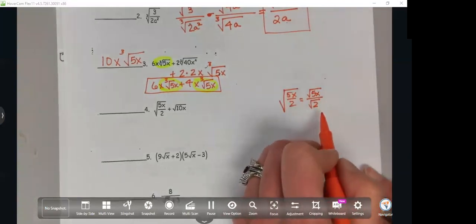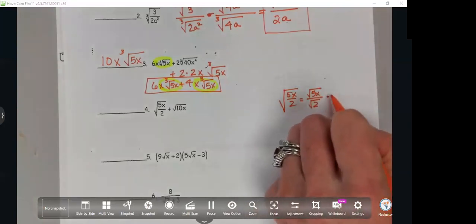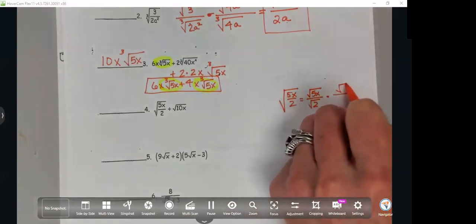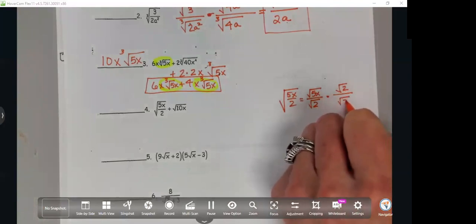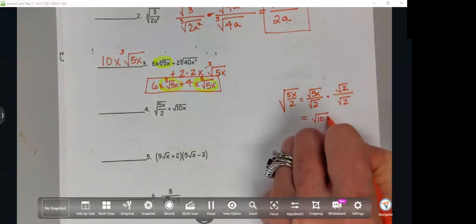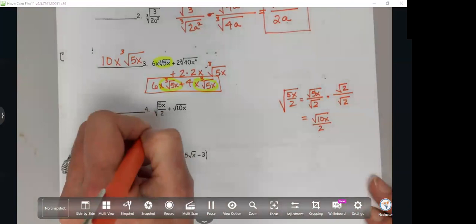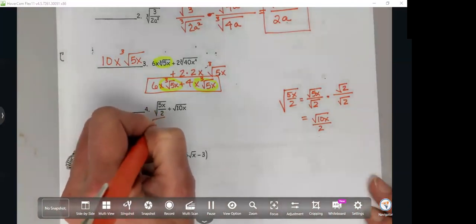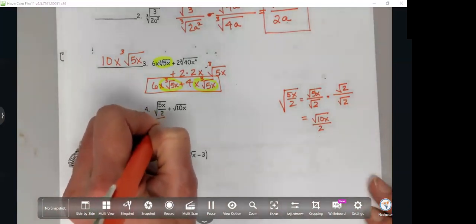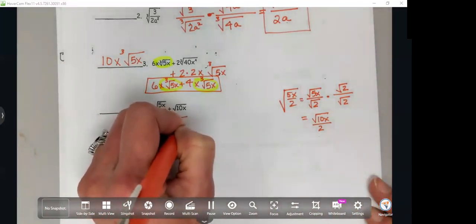What do I need to multiply by? Well, this is a square root, so I need 2 2's. I have 1 2, so if I multiply by another 2, I should be fine, and I'm going to get square root of 10x over 2. So that's what I get here. 10x over 2 plus the square root of 10x.